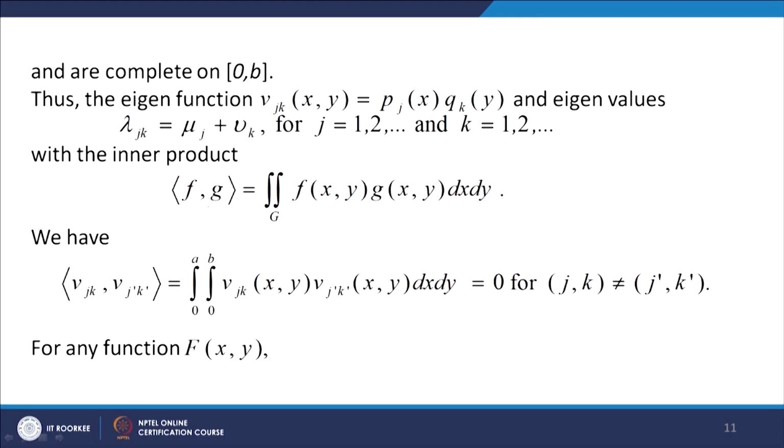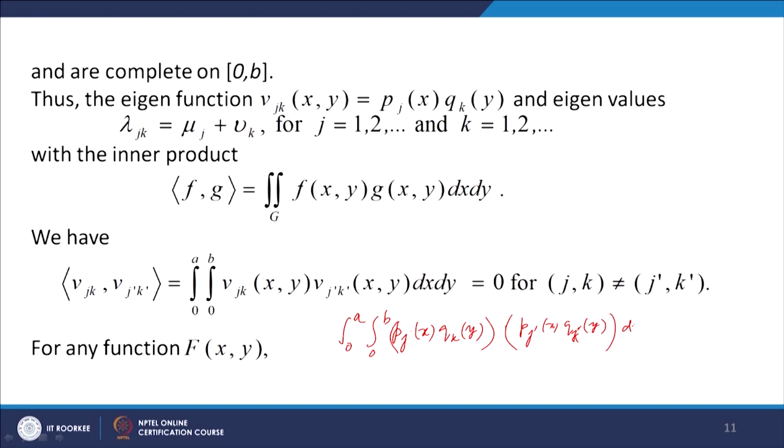The inner product of f and g is defined as the double integral of f x y g x y dx dy. So the inner product of v j k with v j dash k dash is integral 0 to a, 0 to b, v j k x y v j dash k dash x y dx dy. Now v j k is equal to p j x q k y. So we have integral 0 to a, 0 to b of p j x into q k y, and similarly for v j dash k dash we have p j dash x into q k dash y.